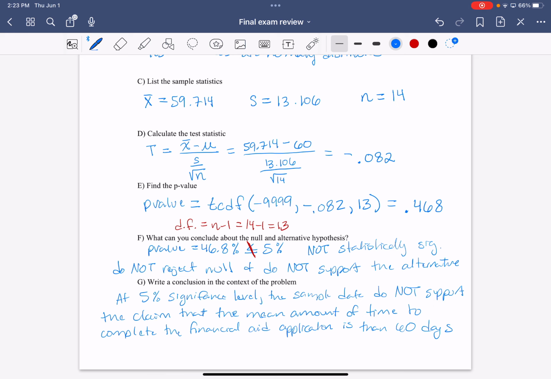What's the last sentence supposed to say? Complete the financial aid application is. Oh, I missed a word. It is less than. Okay. It is less than, application. Totally missed that word.